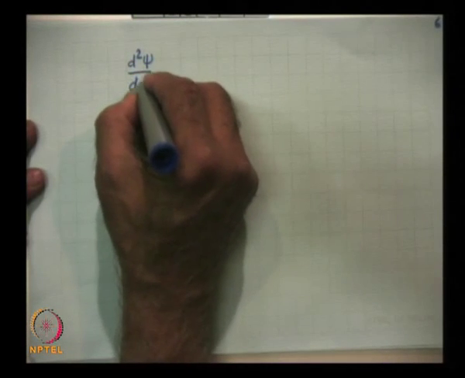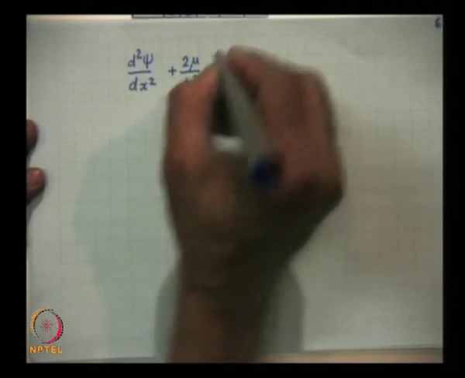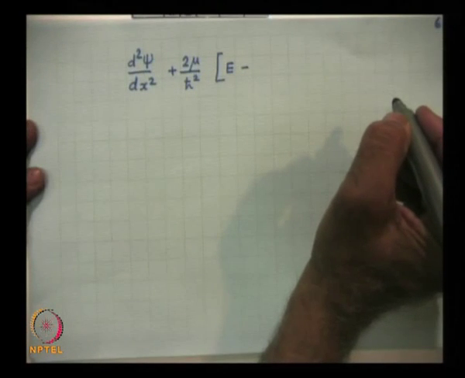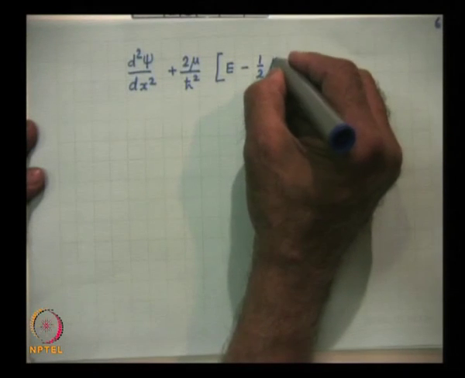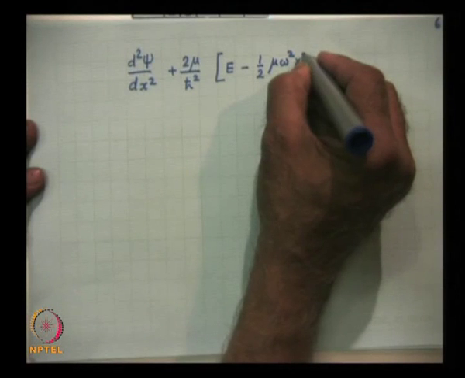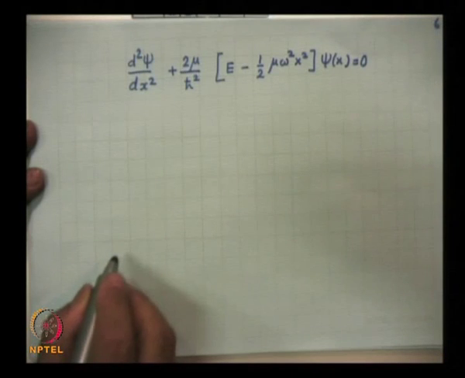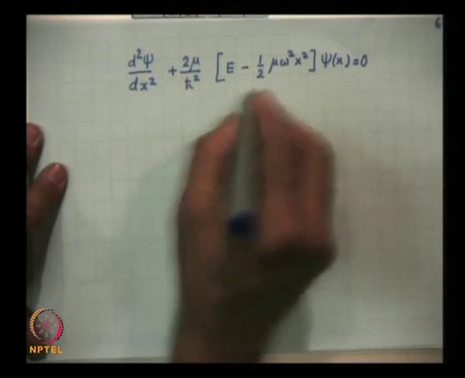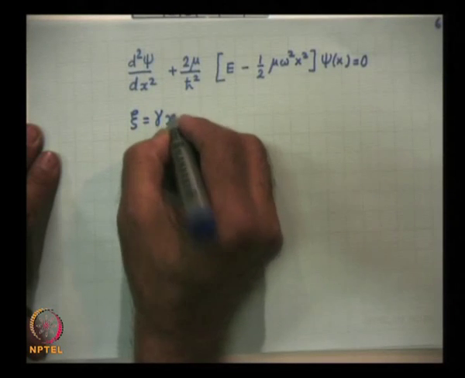So, the time independent Schrodinger equation: d2 psi by dx square, where mu is the mass of the particle, h cross is the Planck's constant, E minus V of x. But V of x for the harmonic oscillator is mu omega square x square, times psi of x is equal to 0. So, I think I had done this once before. Let me quickly, in order to write it in a convenient form, write xi is equal to gamma x. I had done this before.